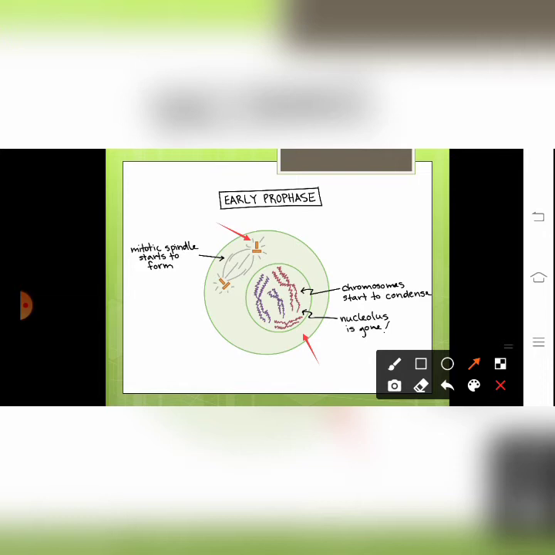From these two centrioles, small fibers start to arise. You can see here, these are the spindle fibers that will start to appear. Now the chromatin fiber starts to condense, and when they condense, we are going to see the chromosome-like structure; they become thicker. Clear with this? So these are the different processes which take place in early prophase.